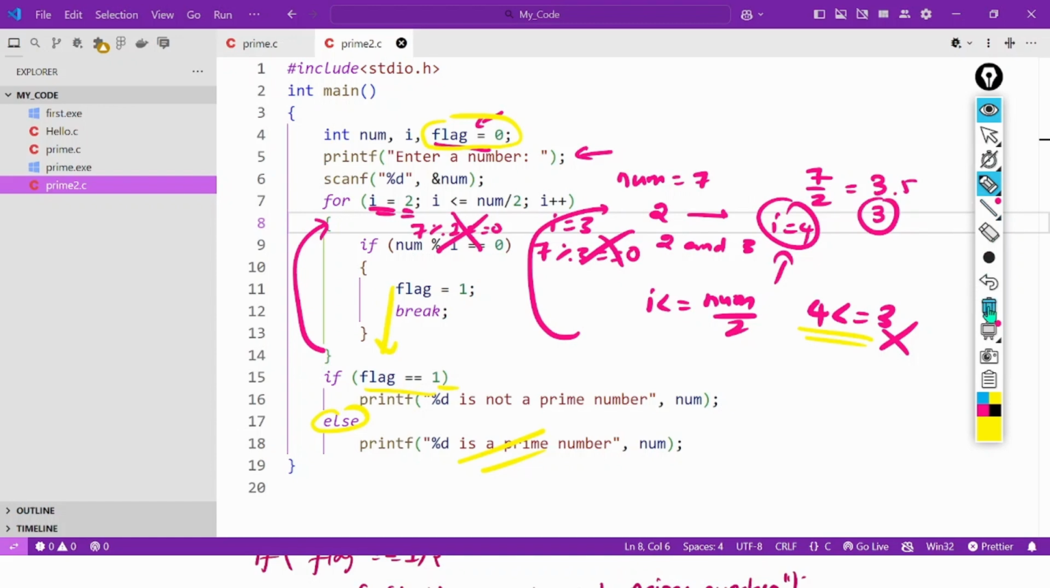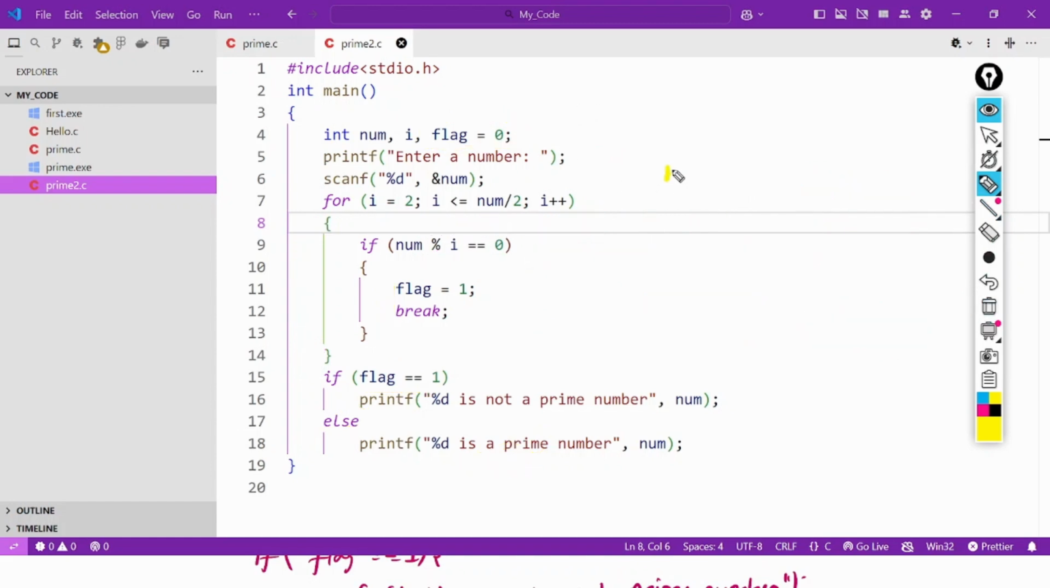Okay, now let's take another number. Let me take another pen. Num is equal to 9. Now can you tell me what num divided by 2 is? 9 divided by 2 is equal to 4. Now we are going to run the loop from i equal to 2 to i equal to 4.